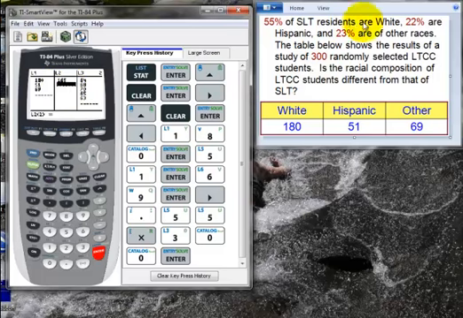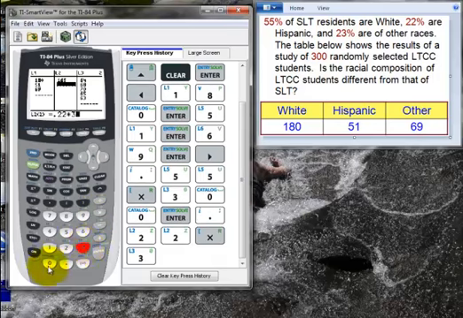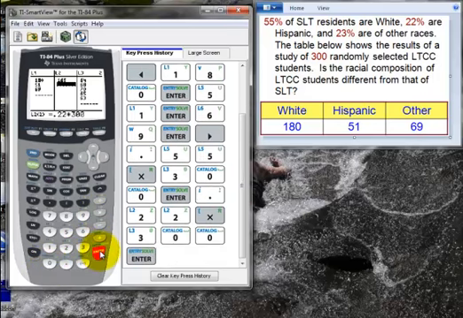So for the expected Hispanic count, we had 22% Hispanic. So I type in 0.22 times 300, Enter. And I had 23% were other. So I had 66 Hispanics. Let's find out how many others that we would expect to have.